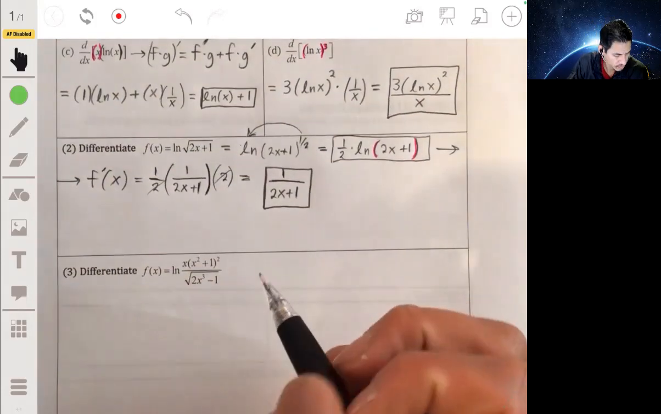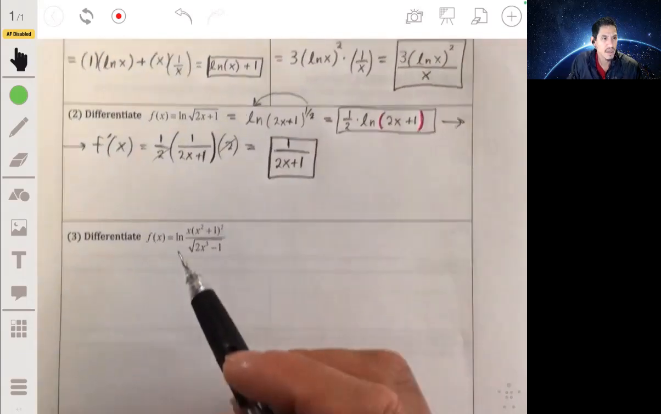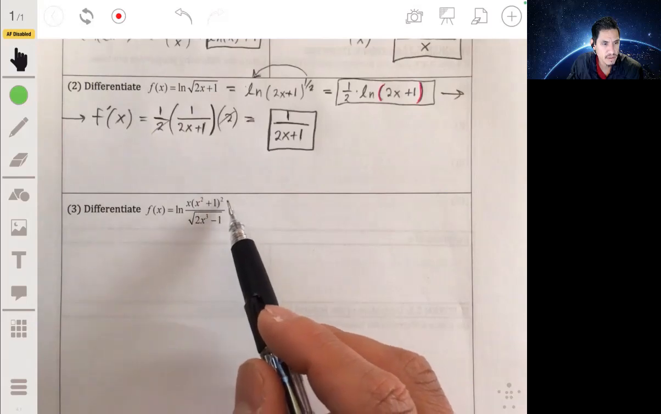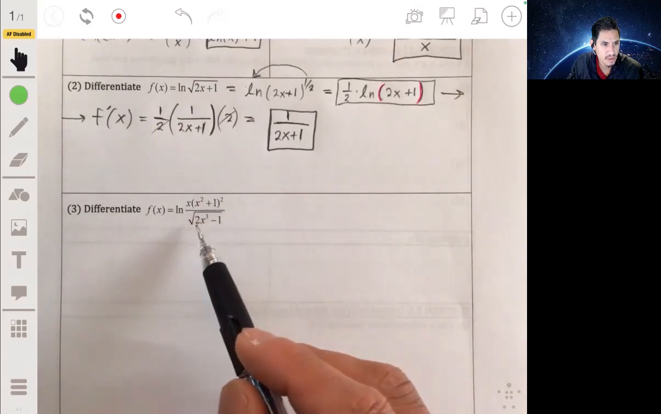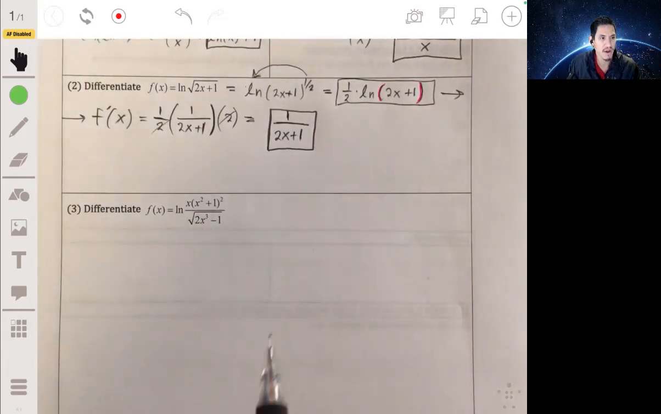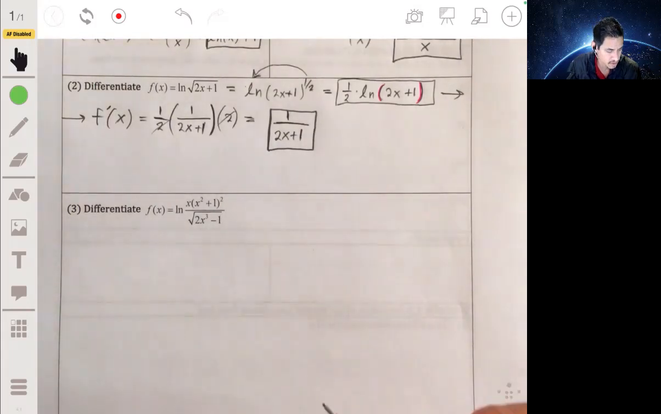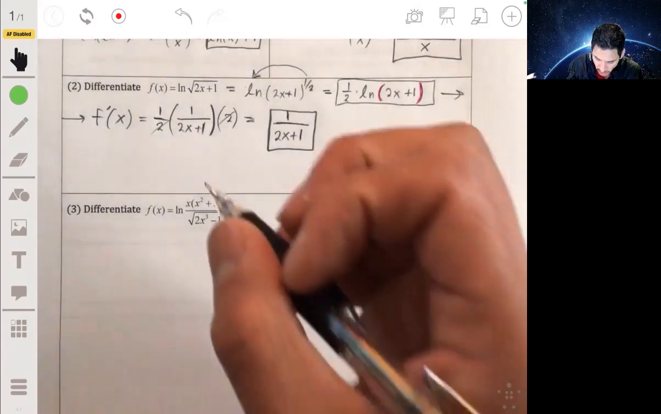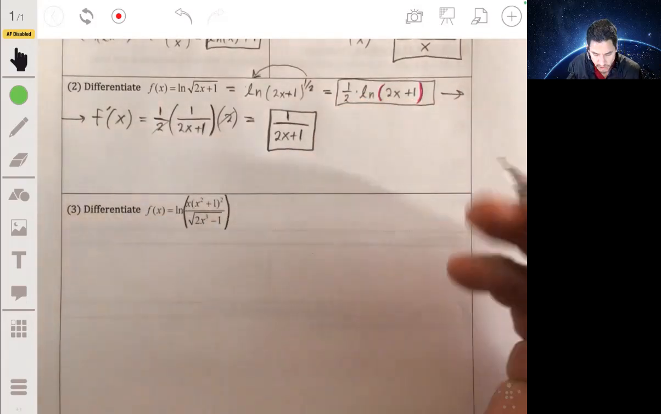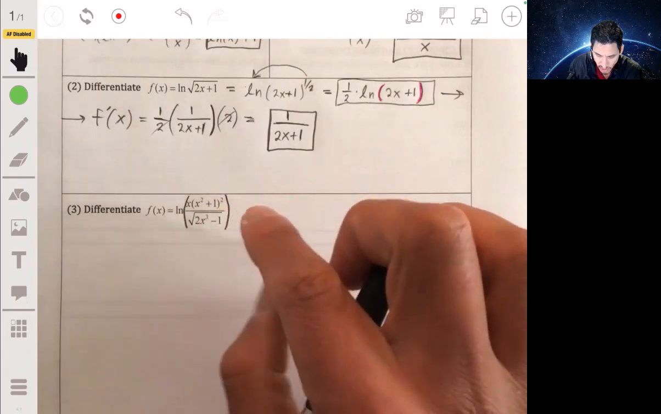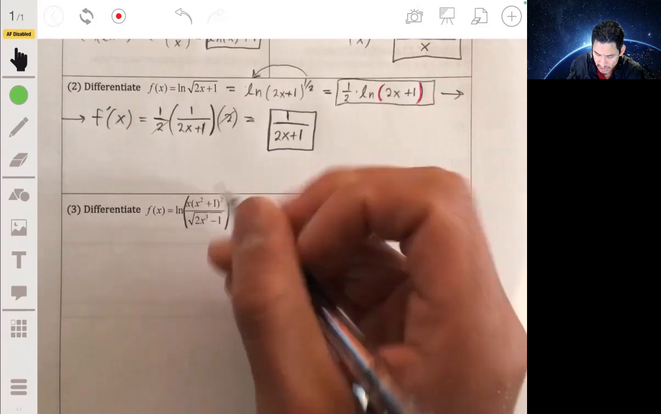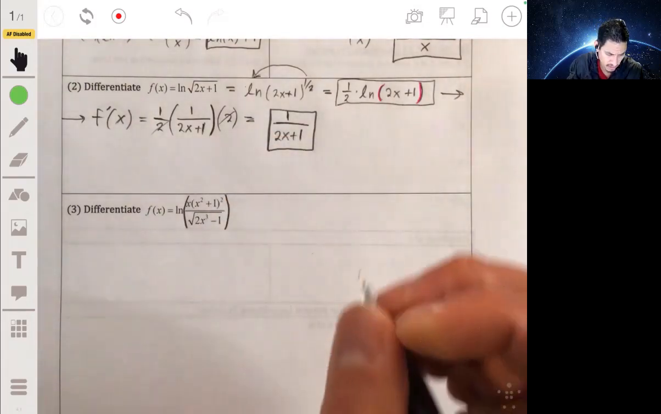All right, number 3. Okay, so we got f of x is the natural log of x times x squared plus 1 all squared all over the square root of 2x cubed minus 1. Okay, so this is another good example of how we want to use logarithmic properties to make our lives a lot easier. So let me put this whole thing in parentheses first. So let's start off by breaking this up into differences. Because remember, we have the natural log of a over b is the same as the natural log of a minus the natural log of b.